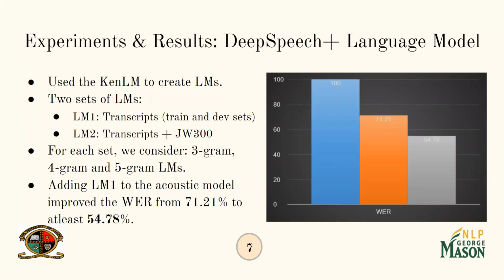We also explored the idea of integrating a language model into our acoustic model in our quest to improve performance. For this, we considered N-gram language models, which we created using the KenLM library. We first trained the language model using the Bemba text from transcriptions, a combination of text coming from the train and dev splits. This improved the word error rate from 71.21% to at least 54.78%.